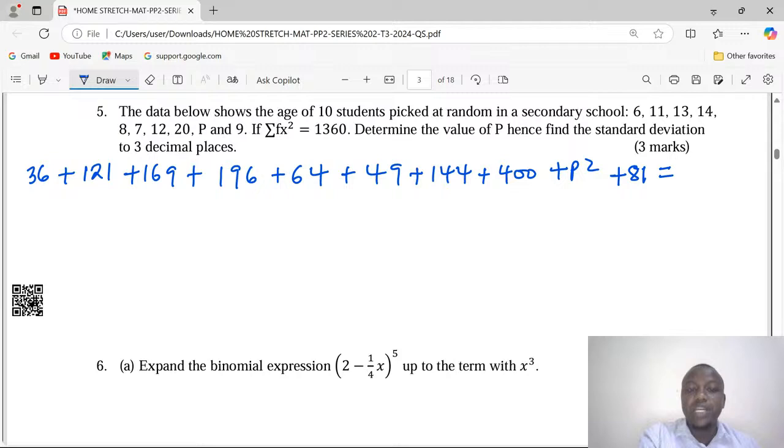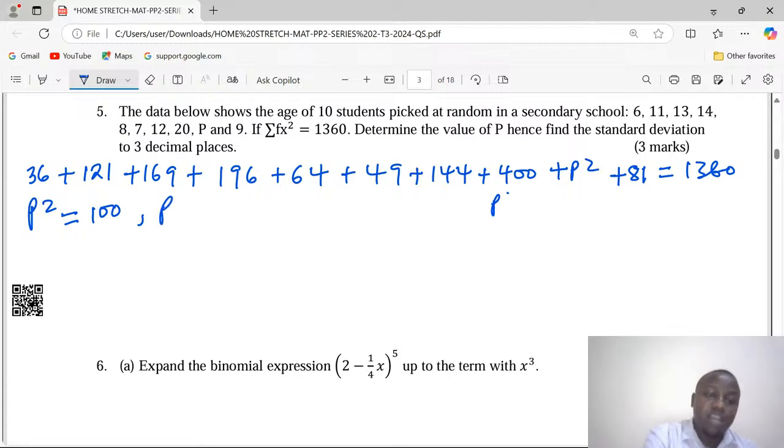This is supposed to give us 1360. So p, let me work it out here. p squared equals 100 when you group the like terms together. So the value of p now becomes 10. So the unknown age of a student is equivalent to 10.